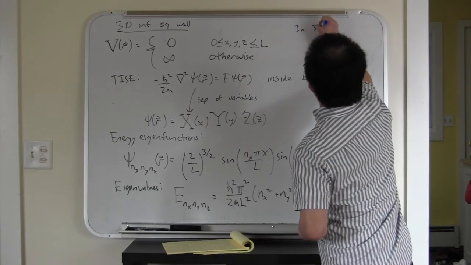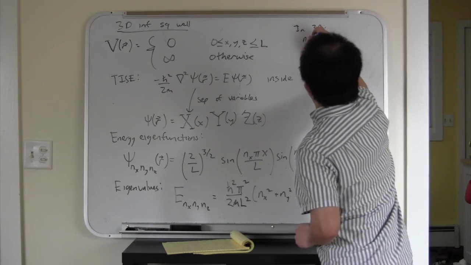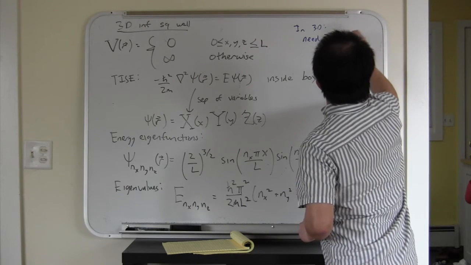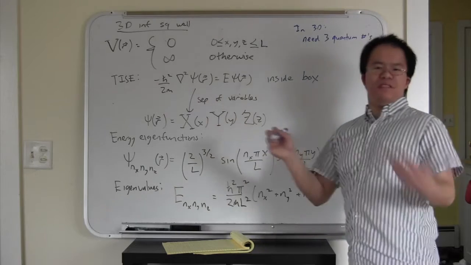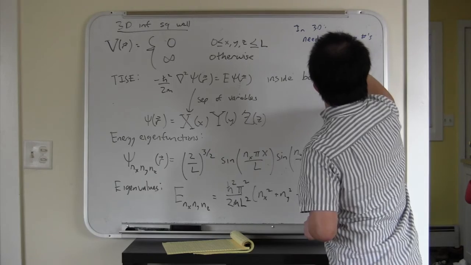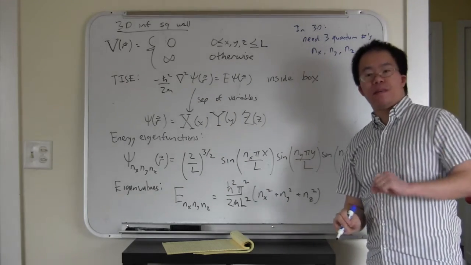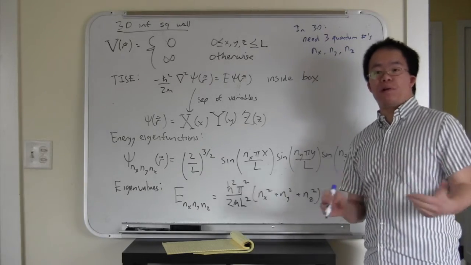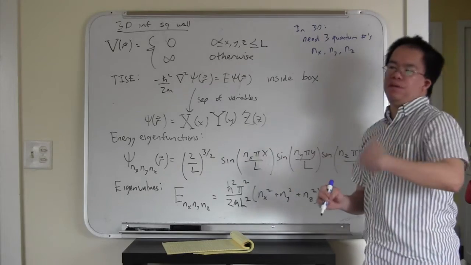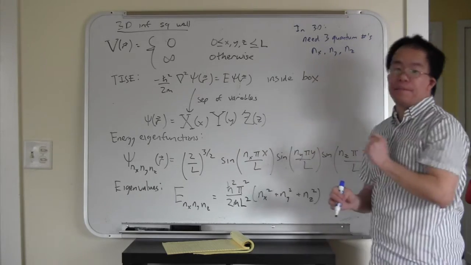In 3D, we need, first of all, 3 quantum numbers, or indices if you want to think of them. So here we have nx, ny, and nz. Things will be a little different when we look at the hydrogen atom, because it'll turn out we want to work in spherical coordinates. But the idea that we need 3 numbers to fully describe a quantum state in 3D stays the same.